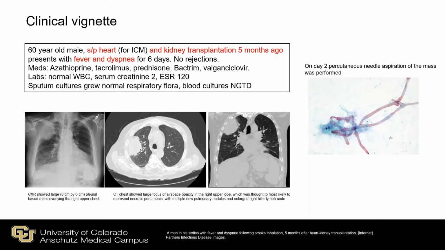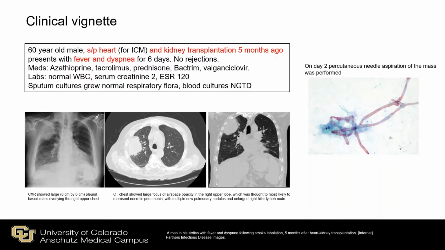Moving on from Aspergillus to the next pathogen. Now, this is a very, very important aggressive mold. This is something that we call a true medical emergency from a transplant infectious disease perspective. A 60-year-old male heart and kidney transplant patient, 5 years ago, presents with fever and dyspnea, and we found this large mass-like opacity on his chest X-ray, and this is the CT chest which shows the same consolidation in the right upper lobe, and it was thought to be a necrotic pneumonia.